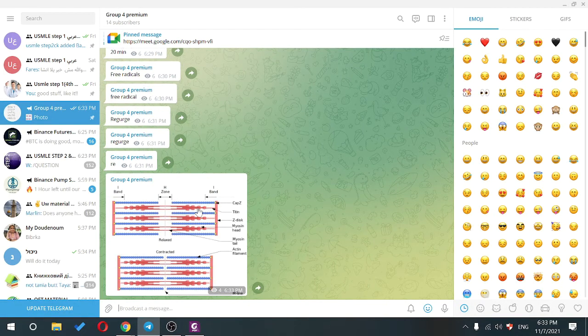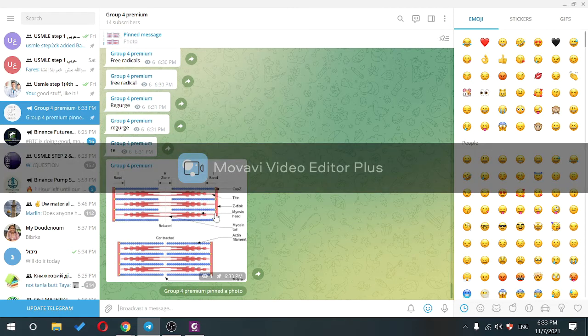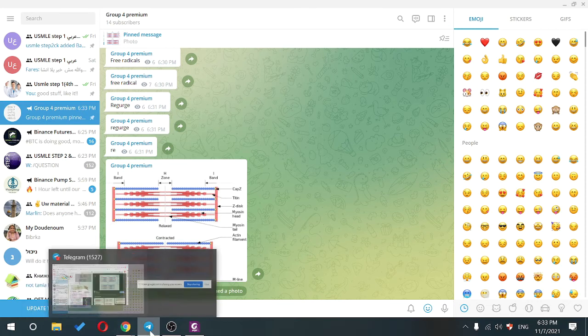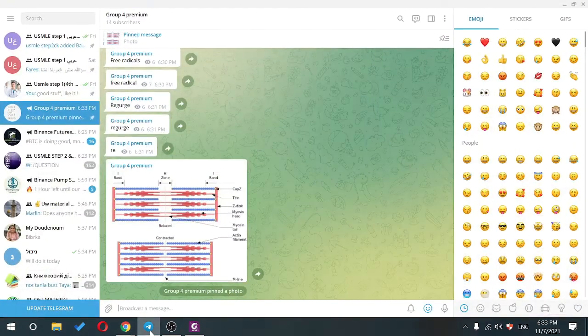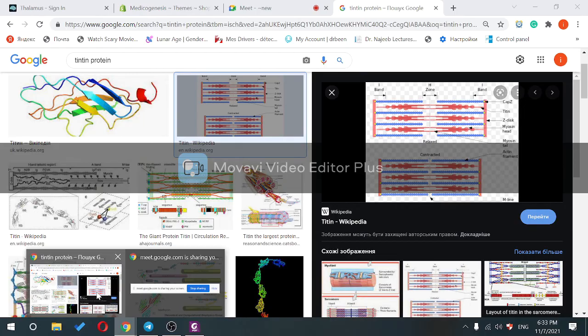So the TTN is located just right here. And without that TTN, you can see there will be no holding of the muscle in its place. So that will lead to dilated cardiomyopathy. Okay? So you are basically not holding the muscle in its place. If you are not holding it in its place, you will be able to dilate the heart tissue much more.